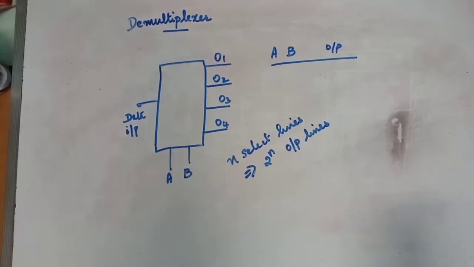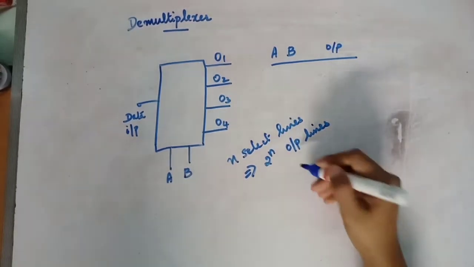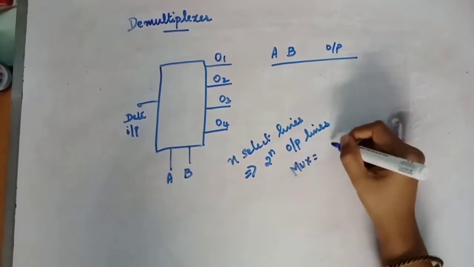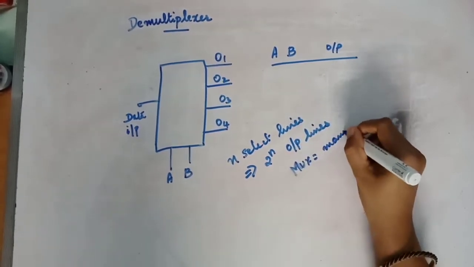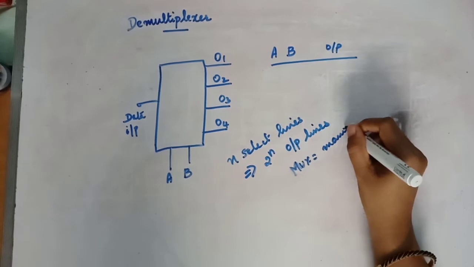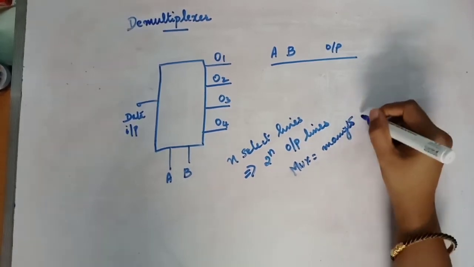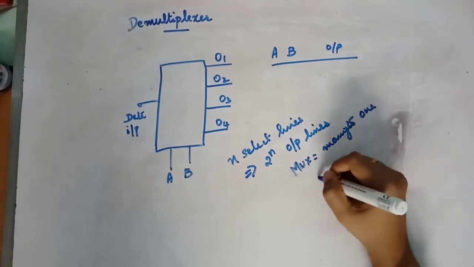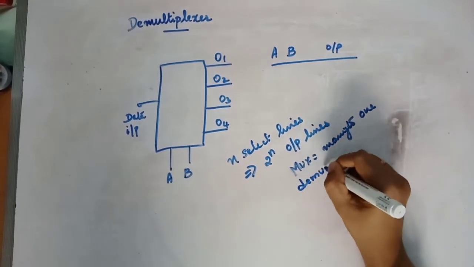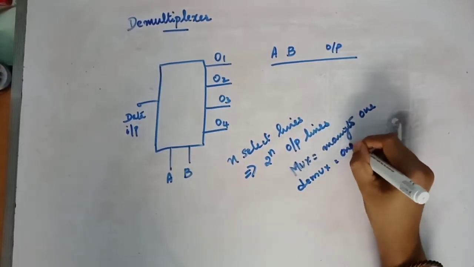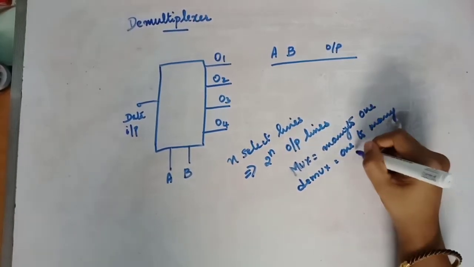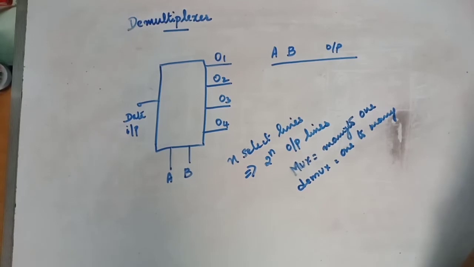So in multiplexer, it is many to one, many inputs to one output, and demux is one to many. That is one input to many outputs.